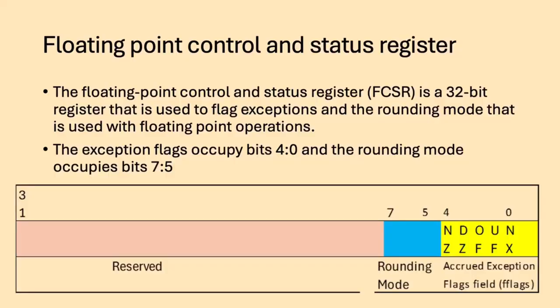There is a floating point control and status register, and this holds the floating point flag field showing exception bits and the rounding modes that are available. And, again, we're going to cover these in more detail.